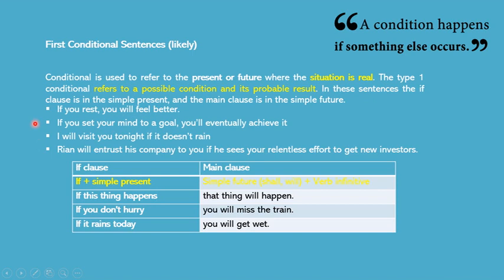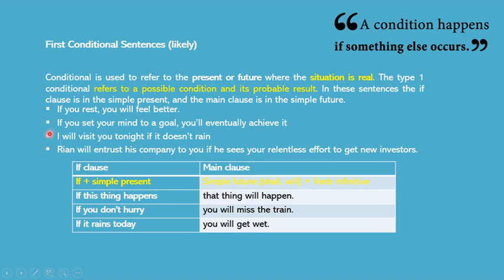Okay, we continue with the second example here. If you set your mind to the goal, you will eventually achieve it. Next, I will visit you tonight if it doesn't rain. Okay, pay attention here. In the second example, if you set your mind to the goal, you will eventually achieve it.